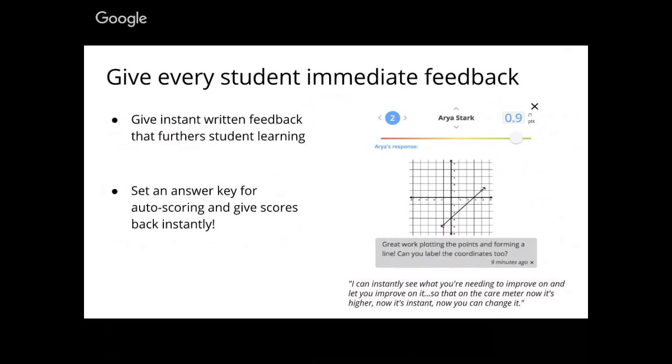And if you can see at the top, next to the student's name, this question was worth 1 point, but the teacher gave the student 0.9 out of 1 point. So the student can see, okay, well, if I could just label these coordinates, then I can get full credit.